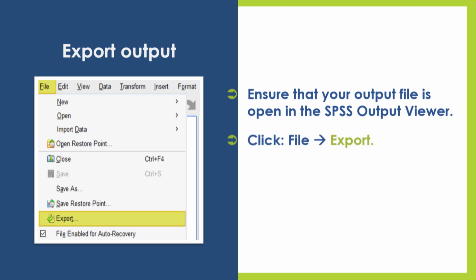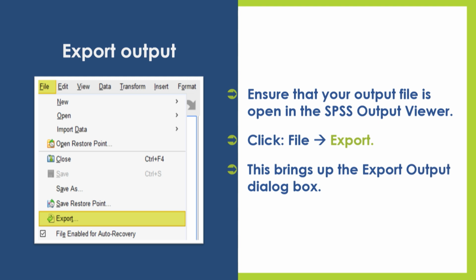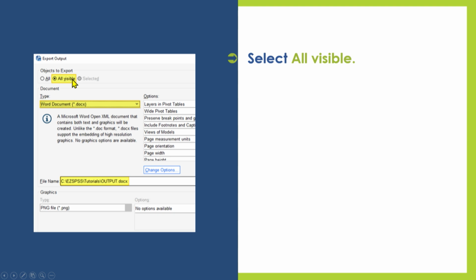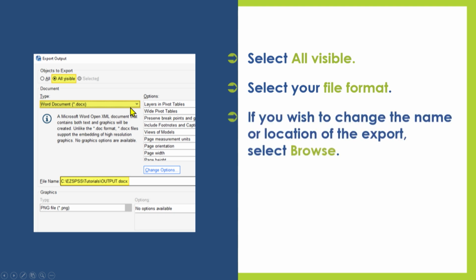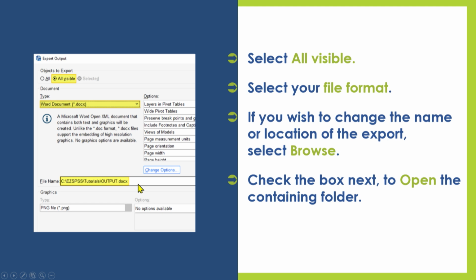Click File, Export. This brings up the Export Output dialog box. From here, select all visible option, then select your file format. It may be a PPT or Word or PDF. Then if you wish to change the name or location of the export, select Browse button, which is located here. Check the box next to open the containing folder, then select OK.